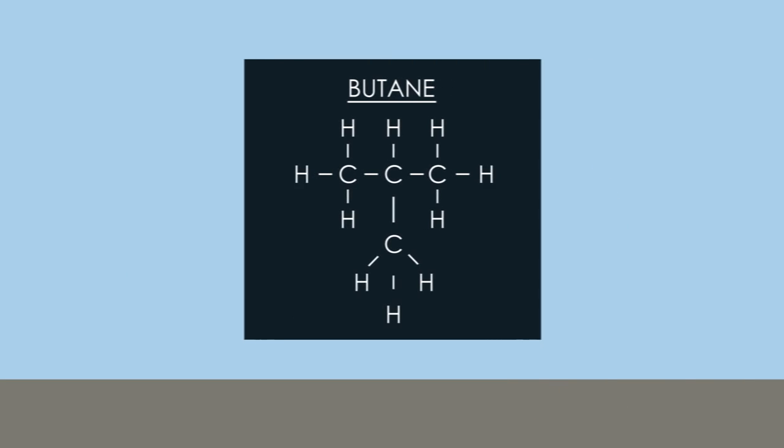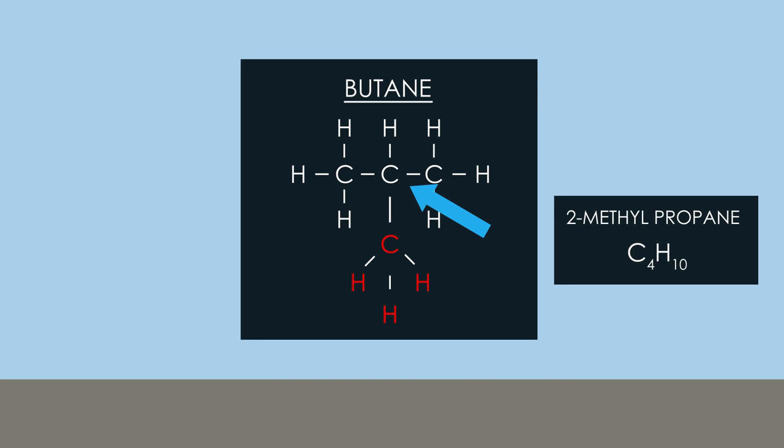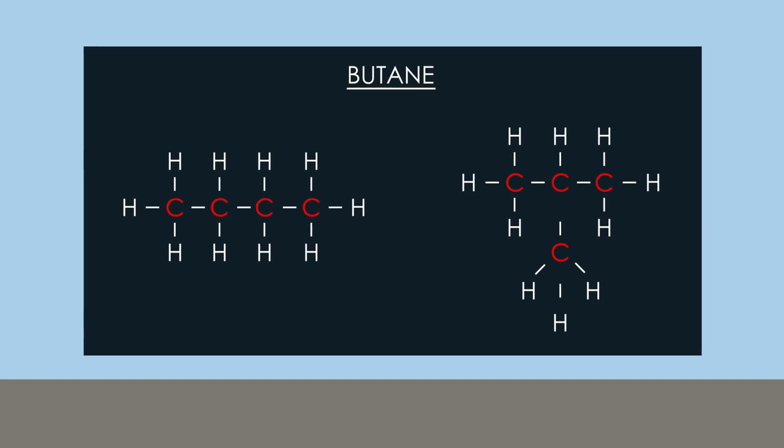The longest chain in this molecule is 3 carbon atoms long, so we say it is a form of propane with a methyl group sticking to the second or middle carbon atom, so its name becomes 2-methyl-propane. Do not be confused, it is still an isomer of butane because of the 4 carbon atoms.